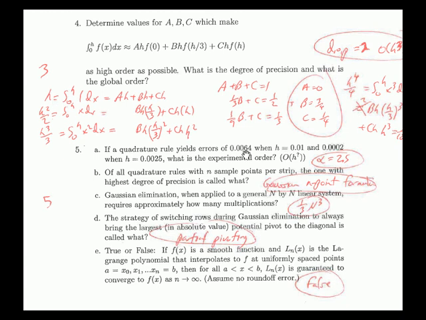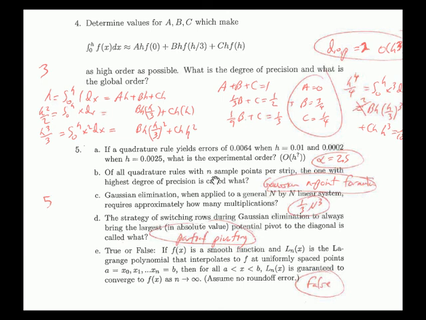It says a quadrature rule yields errors of 0.0064 when h is 0.01, and 0.0002 when h is 0.0025. So h is cut by a factor of 4. The error goes down by a factor of 32. 32 is 4 to the 2.5, so it's 2.5 order. You could simply say that 0.0064 is m times this h to the alpha. This is equal to m times this h to the alpha, and divide the two equations to get rid of the m, solve for alpha, and you'll get 2.5.